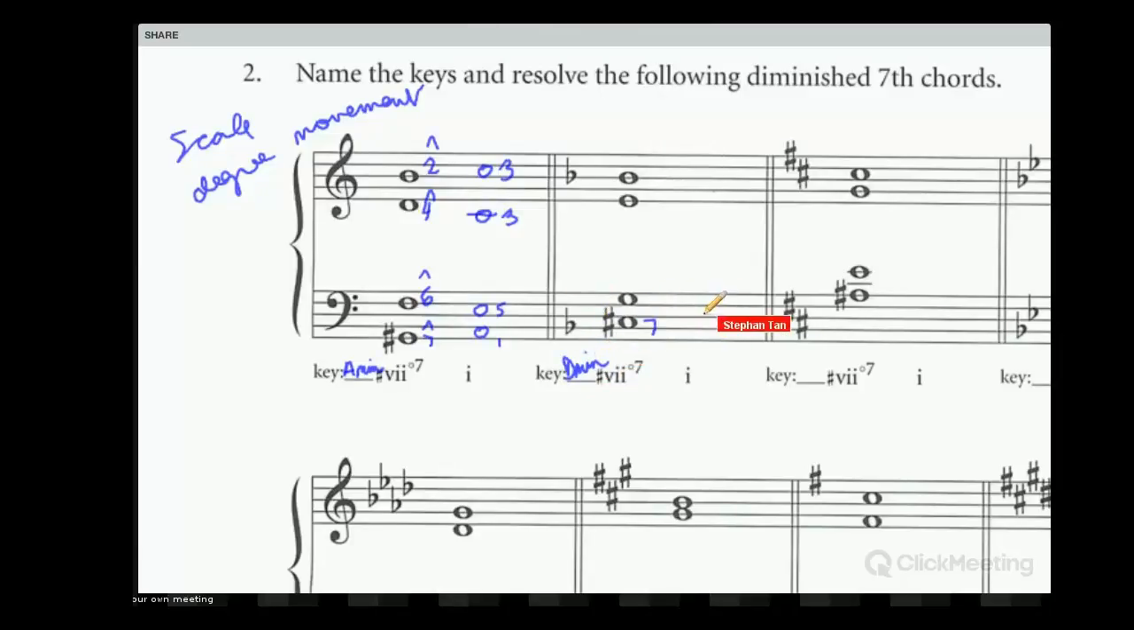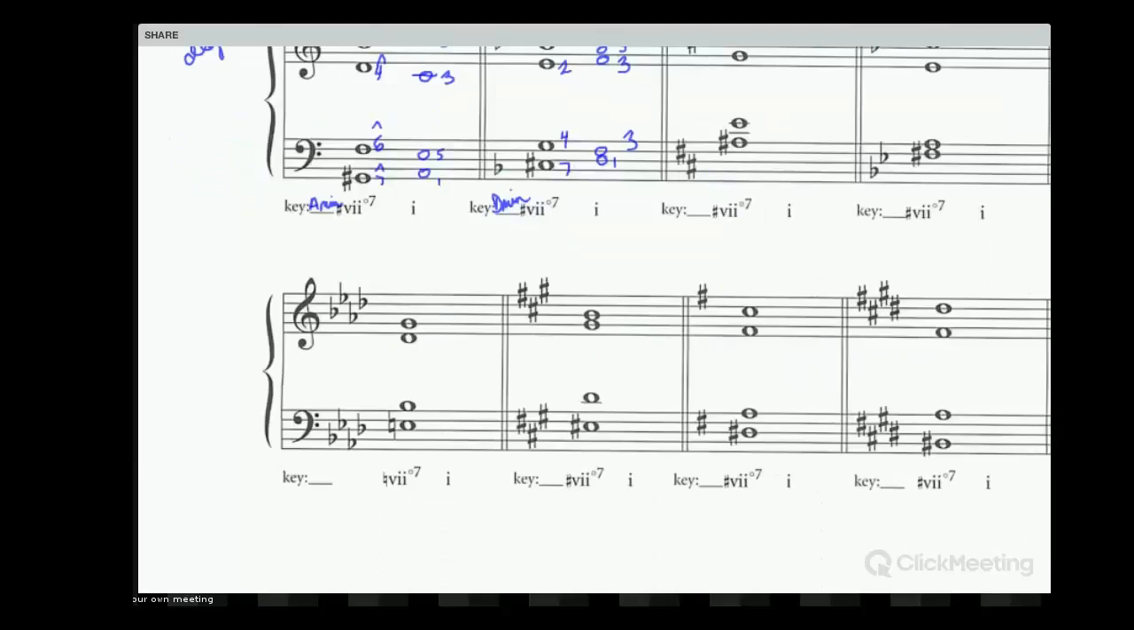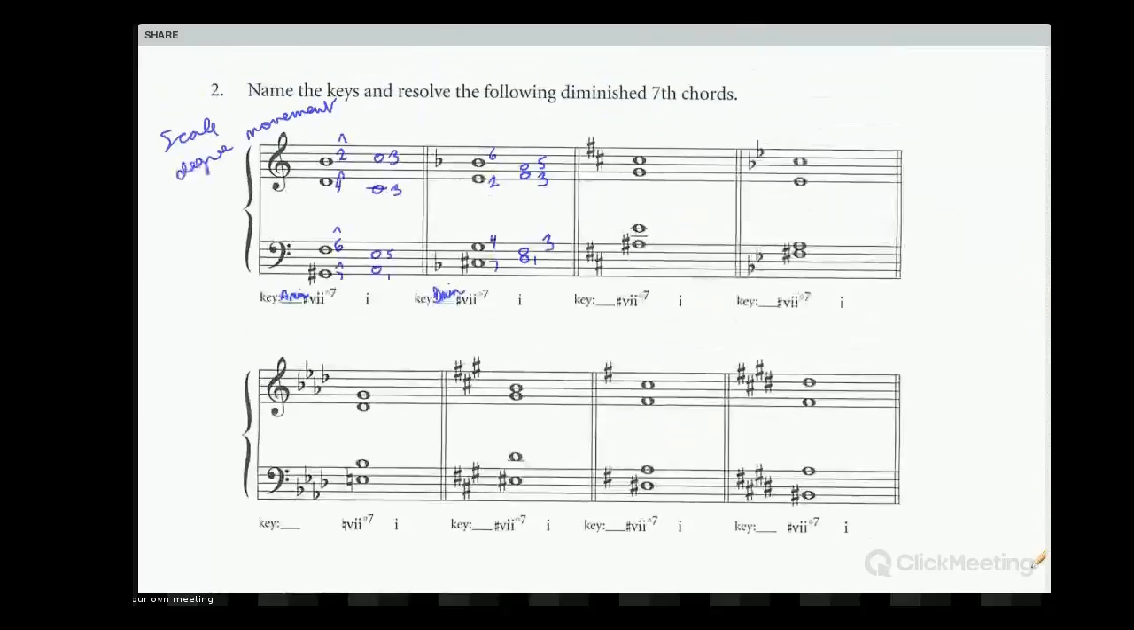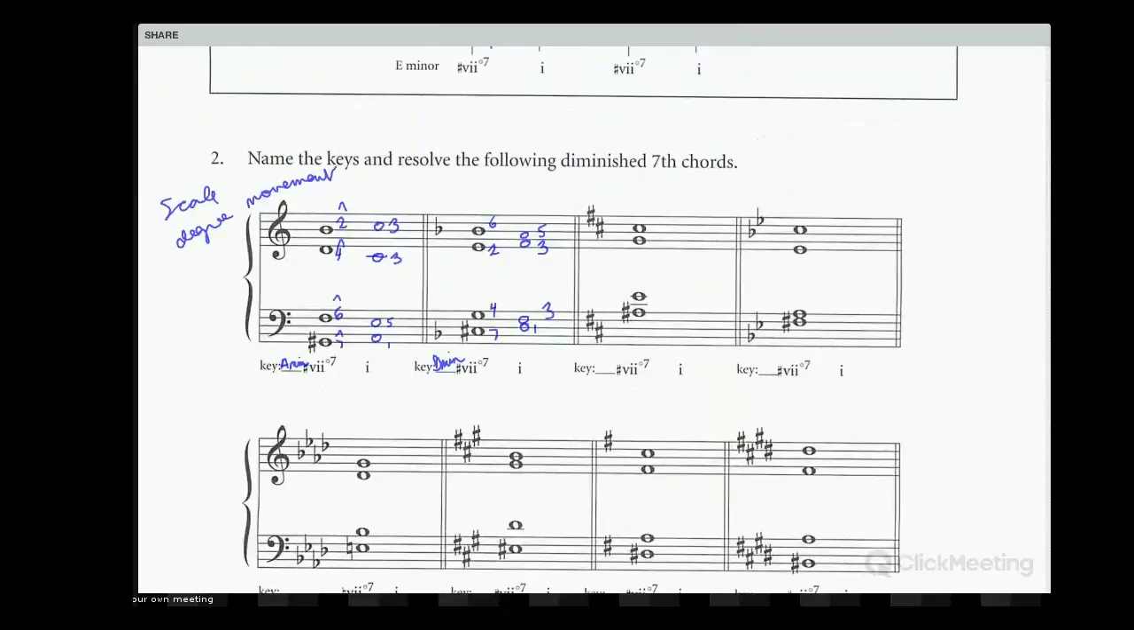So D minor, right? 7 to 1, 4 to 3, 2 to 3, 6 to 5. See? Easy. And that's how you do it. You can do the rest of these. Always follow that scale degree pattern. That's super important. That's basically the whole gist of this chapter.